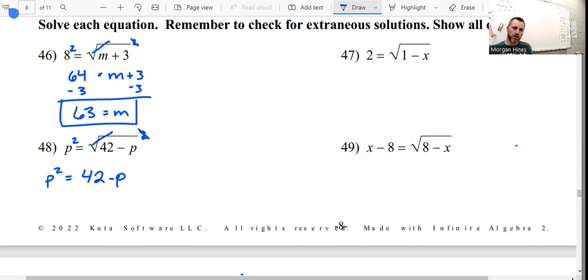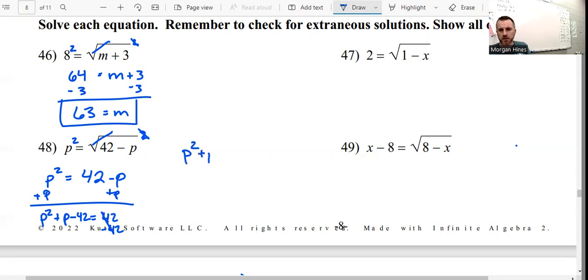So what do we do? We can't use just your typical inverse operations, because if we try to square root this, we end up with the square root we started with. So you want to get everything to the other side. p squared plus p equals 42. And subtract 42 from both sides, and we get p squared plus p minus 42 equals 0. What is this? It's a quadratic.